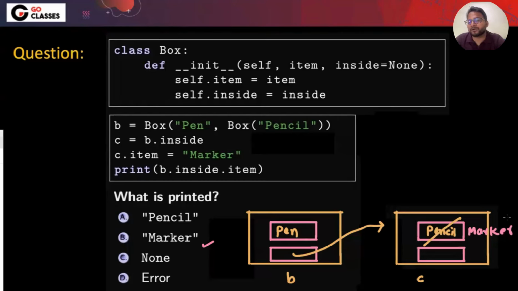Yes. Now pencil you cannot get. If someone wants to print pencil anyhow, pencil can never be the answer because it has already gotten replaced. Now there is no way to access this pencil. Pencil we can never ever get. There is no way to print pencil after this line. After c dot item equal to marker, there is no way to print pencil.